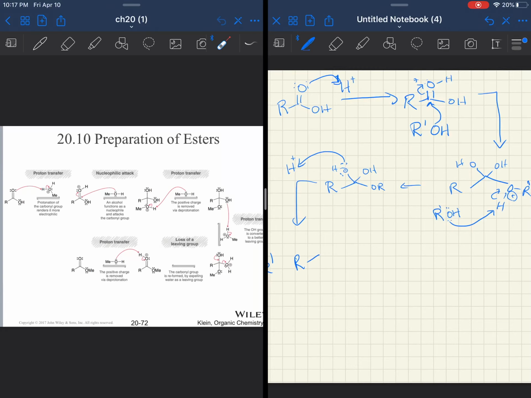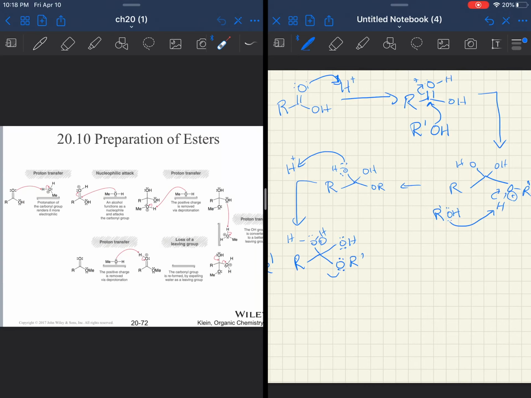From here, now that we used our acid, we regenerated our acid, now we can protonate one of those OHs, making it into a better leaving group. Now, you might ask, why does the OH pick up the proton and not the methanol, or not the OR group? Well, you notice it might.